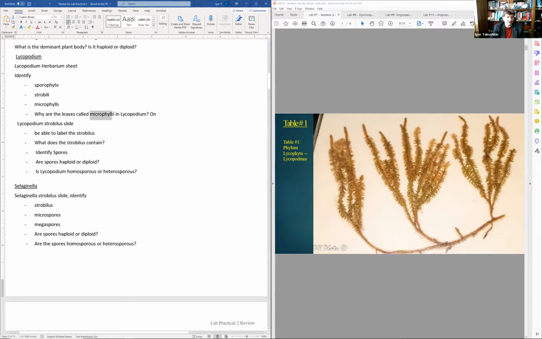Why are they called microphylls in the Lycopodium? Because they're small, that's it. Nothing more. Be able to label strobilus, okay, the structure carries what? Spores. Spores are haploid or diploid? Always haploid. Lycopodium, homosporous or heterosporous?